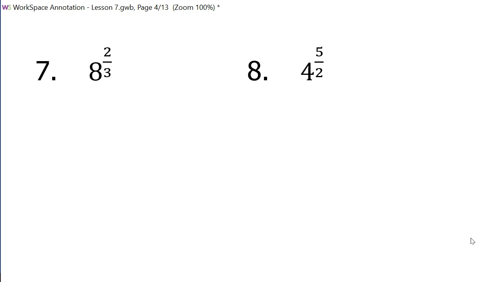Okay, I want you to do 7 and 8. Problem 7 is 8 to the 2/3 power. Number 8 is 4 to the 5/2 power. So go ahead and do problem 7 and 8.